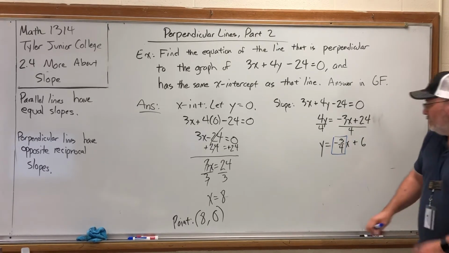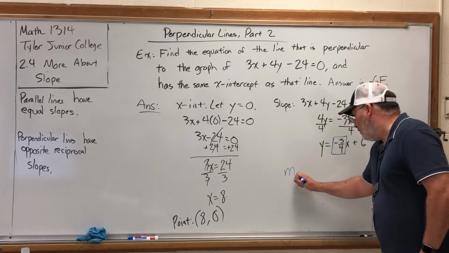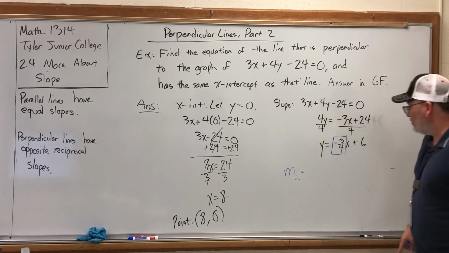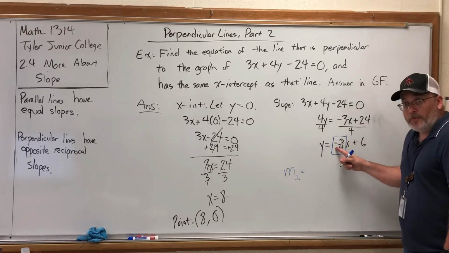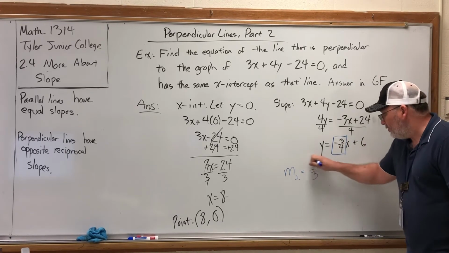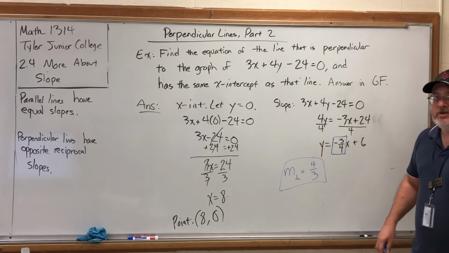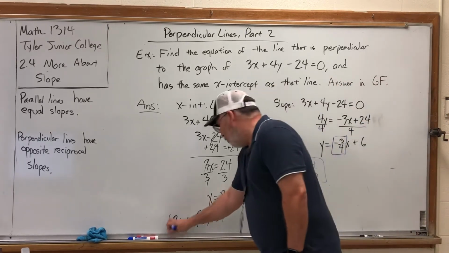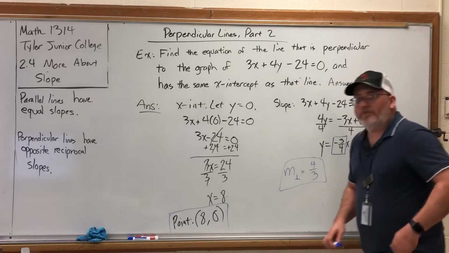but that's not the slope we're going to use. We need the perpendicular slope, and to get the perpendicular slope, take the opposite, so it will be positive, reciprocal, turn it upside down. The perpendicular slope that we need is 4/3. The point that we need is 8, 0.